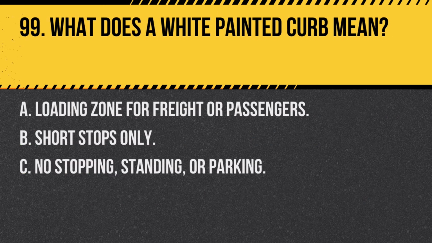Question 99. What does a white painted curb mean? A. Loading zone for freight or passengers. B. Short stops only. C. No stopping, standing, or parking.